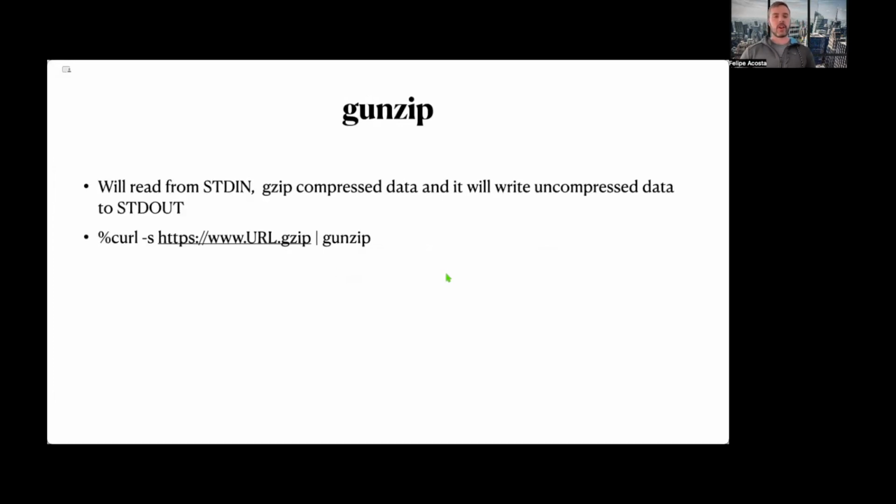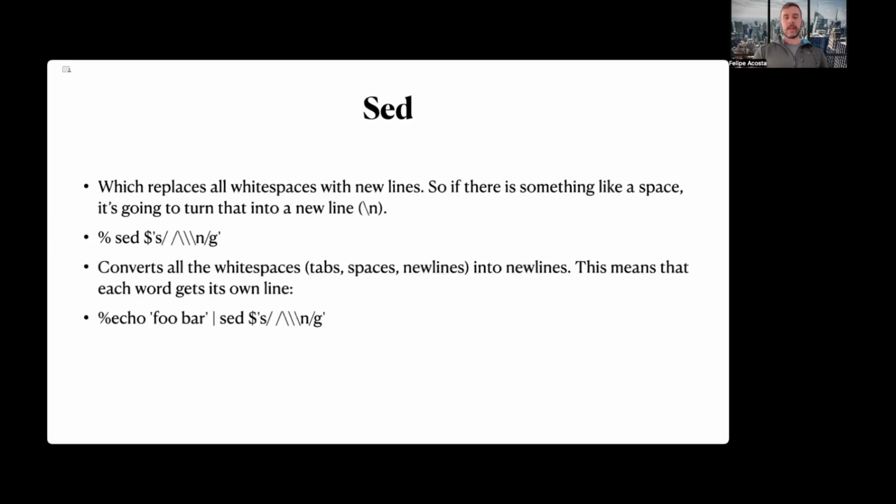Gunzip, as I was just talking about, reads from standard input compressed data, and it will write uncompressed data to standard output. So you'll feed it a zip file, and then it will spit out an unzipped file, right? And then you can just do that with curl -s, whatever URL is giving you a zip file, pipe that using the pipe operator into the gunzip command, and it will bring in the file and unzip it at the same time.